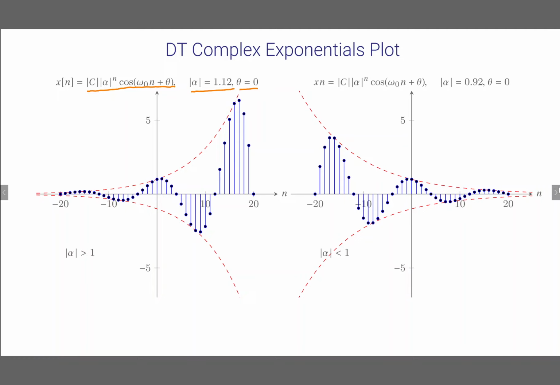Because alpha is 1.12, you can see with n it is a growing function. Once again we draw the envelopes in dotted red lines and the samples of cos omega naught n plus theta for different values of n, which get multiplied with this, and we plot that. Okay. Then once again x n, when magnitude of alpha is less than 1, you can see the envelope shows an exponential decay.